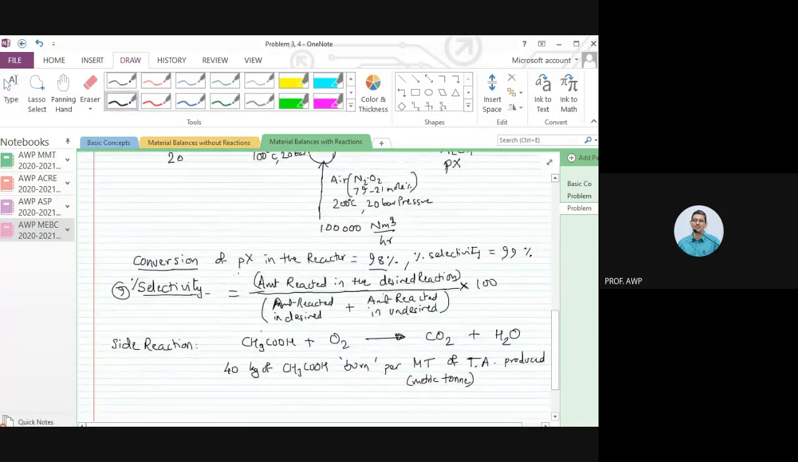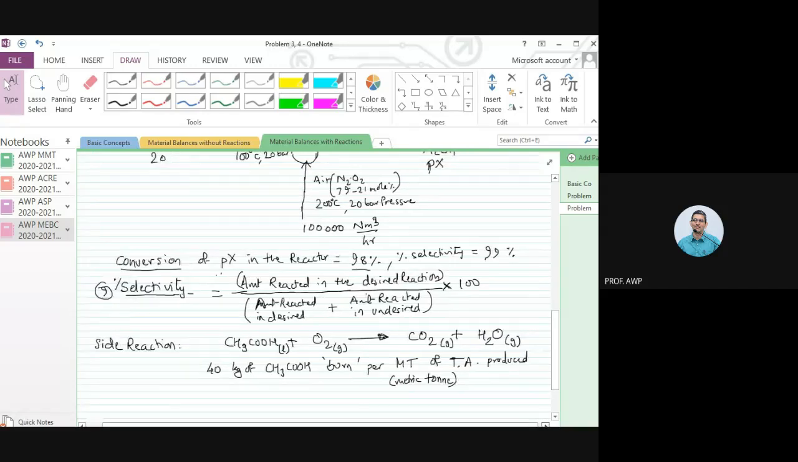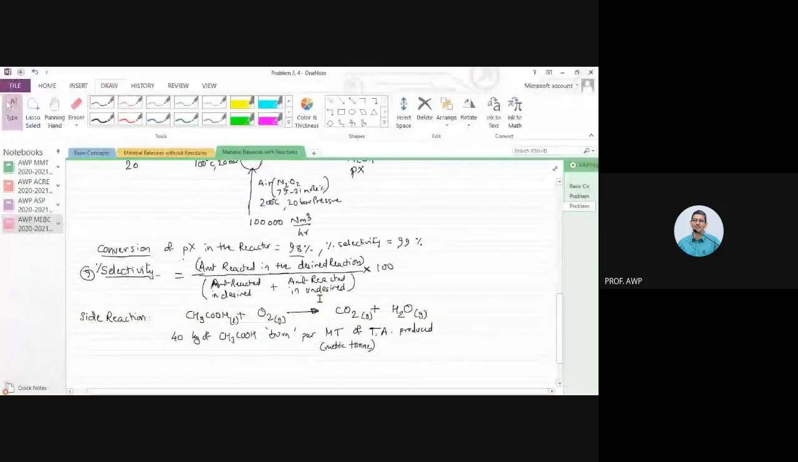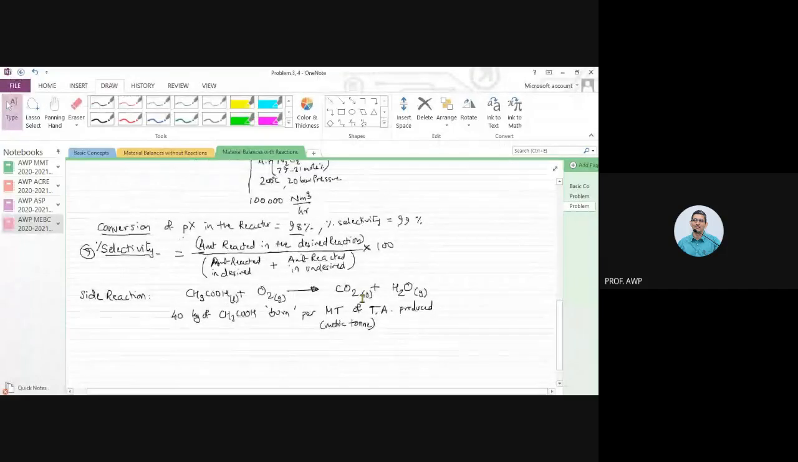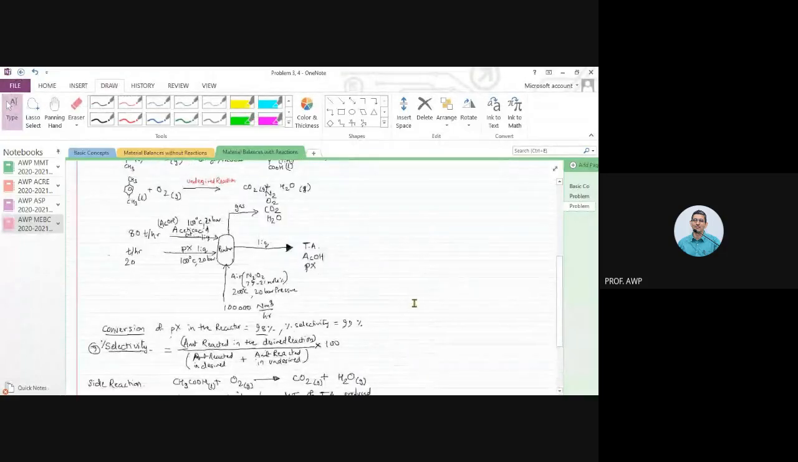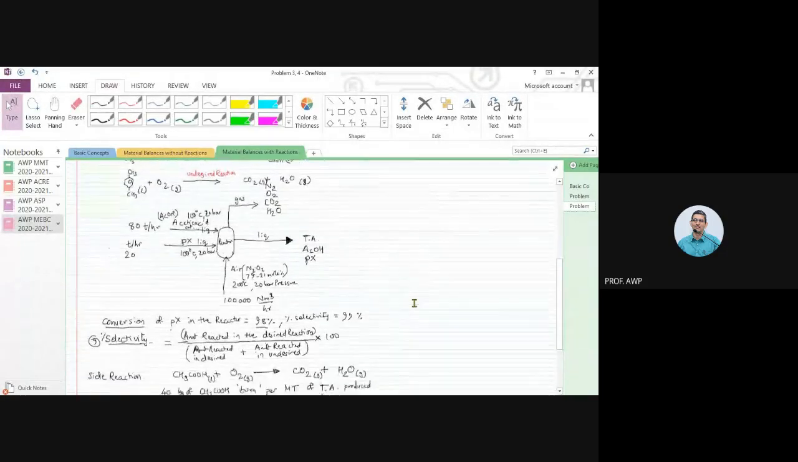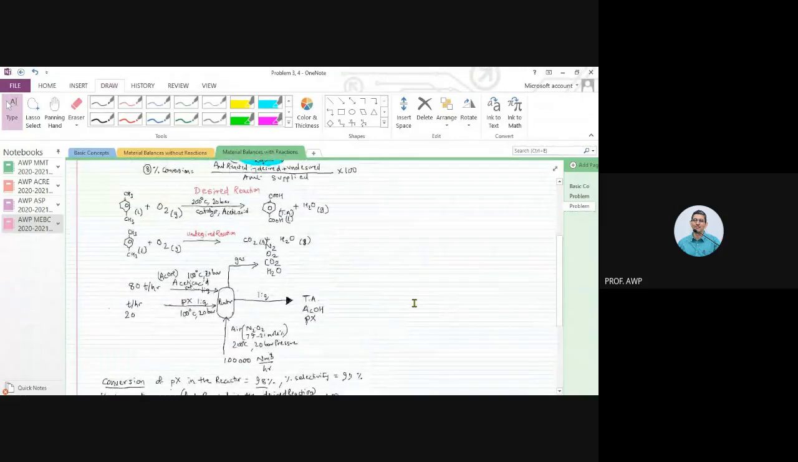Okay. Acetic acid in the liquid state, oxygen in the gas state, carbon dioxide in the gas state, and water also in the gas state, right? So we also need to write what state they are in. Right now for material balance it doesn't matter, but it will start mattering when we start doing energy balances. Okay, is the problem definition okay with everybody? Is the description okay with everybody? Anybody has any doubts?